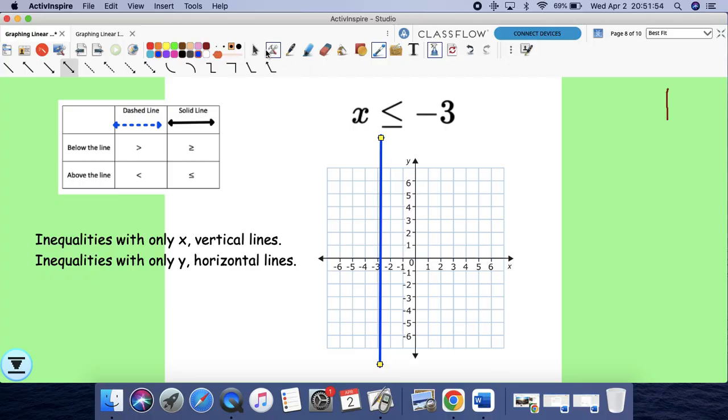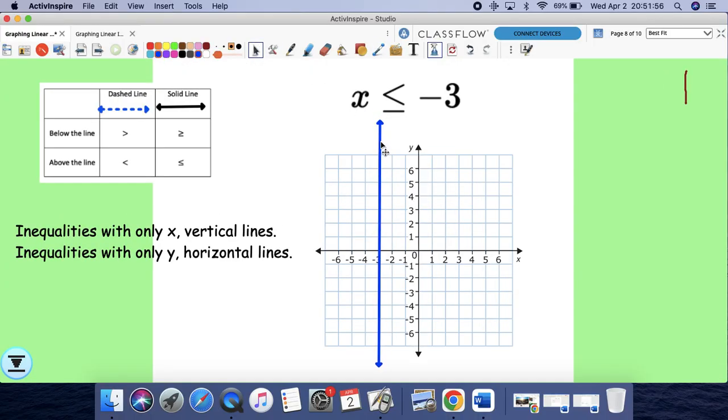Okay, let me just move that line a little bit to the left. There we go. And every single point on this line, the x coordinate is negative 3, but I want x coordinates also that are less than negative 3. So they're either going to be on the left side of this line or on the right side of the line. So the points on the line are already solutions to that inequality.